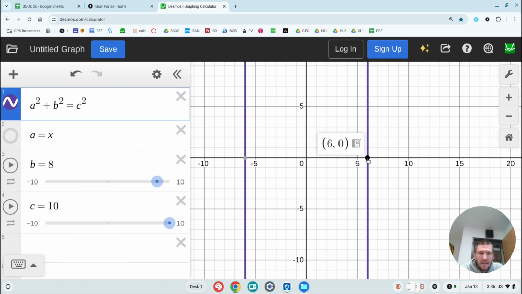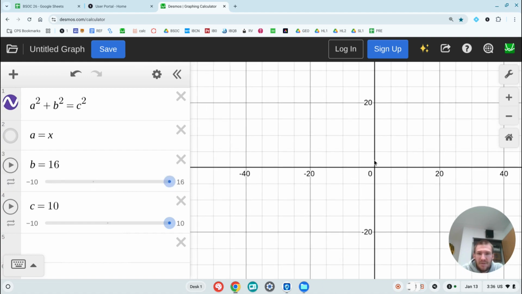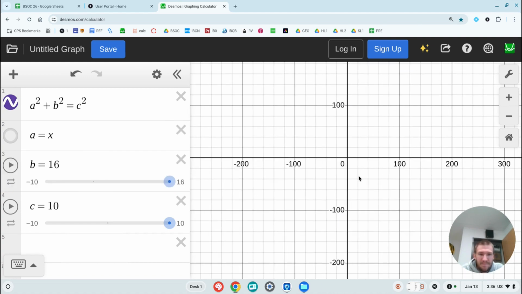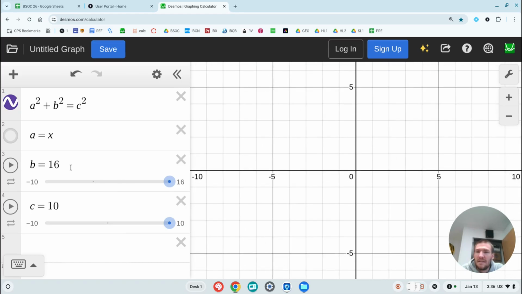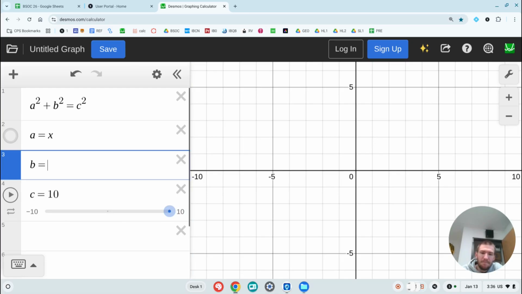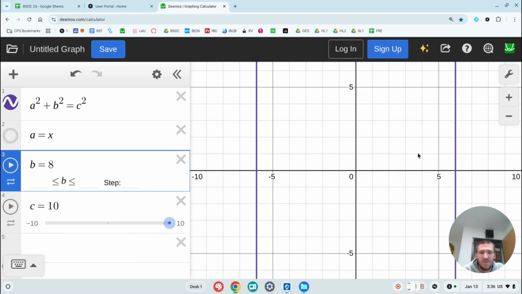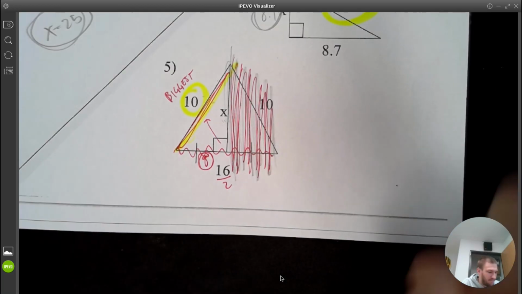Now, what happens if I mess this up and I put 16 on accident? There's no answer, right? That doesn't work because literally C has to be the biggest. So you got to be a little careful when you do this. You go back to 8 and then the answer shows up. Remember, we always choose the positive number, so 6 is the answer.